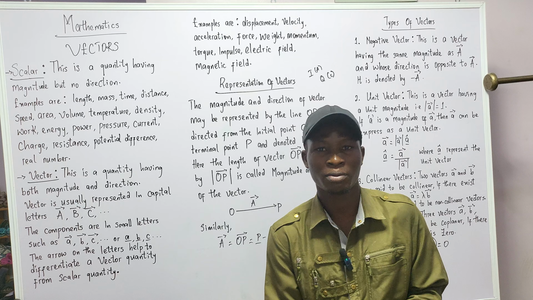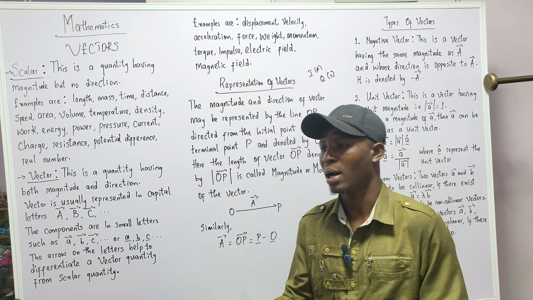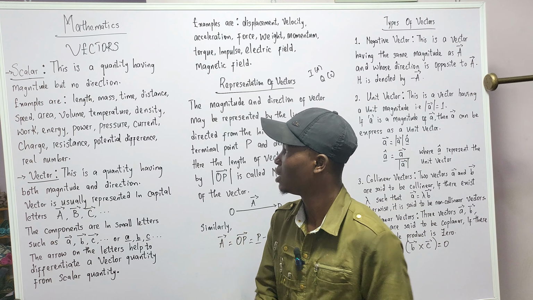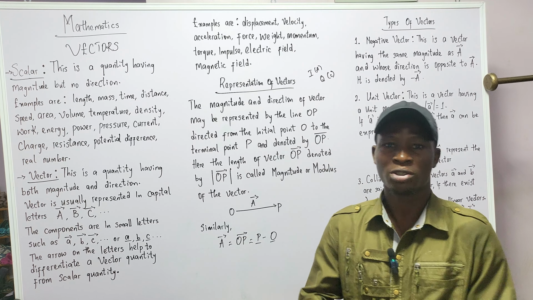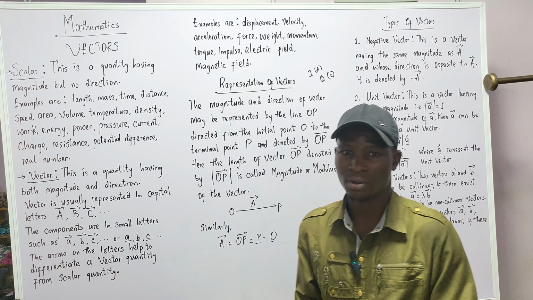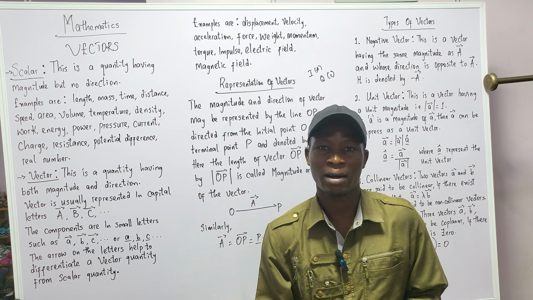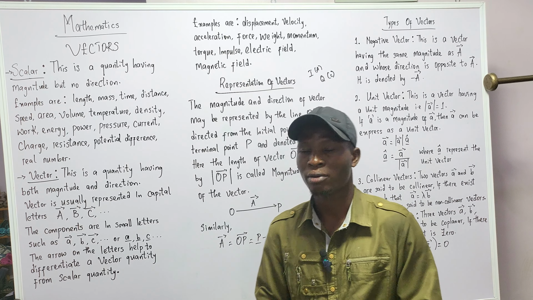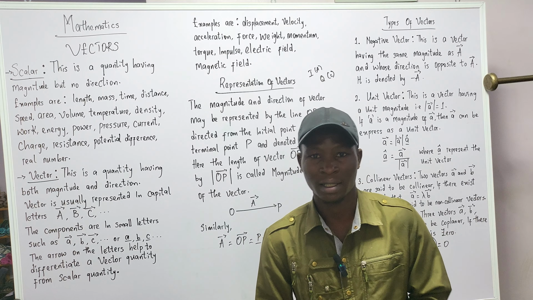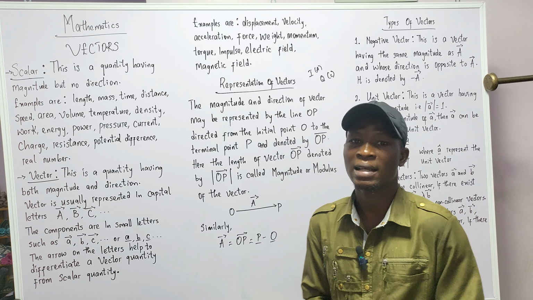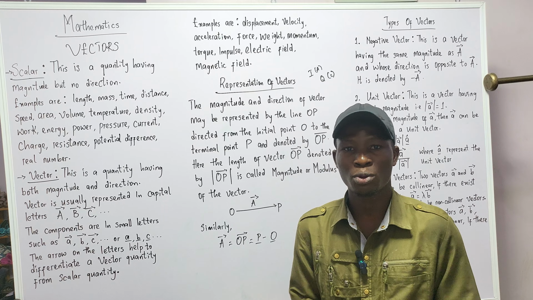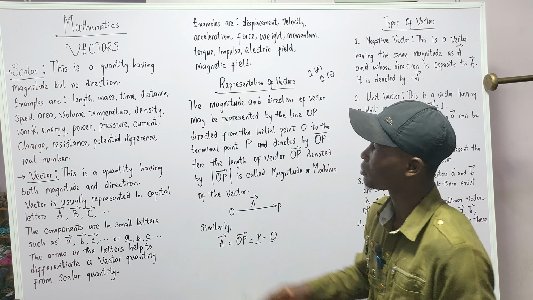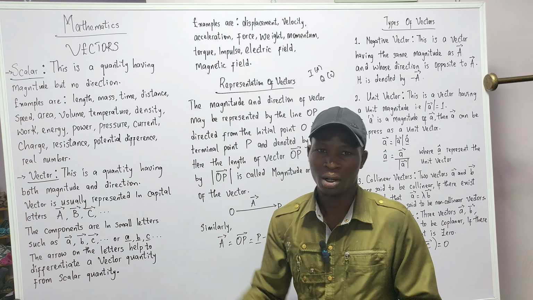And they can group it for you. They can say option A: mass, time, temperature. Option B: speed, area, impulse. Option C, and so on. You get what I'm trying to say. They can just scatter it anyhow and ask which one is the correct answer, which one is a scalar among all. So you have to know all these examples offhand. Scalars are quantities having only magnitude but no direction.